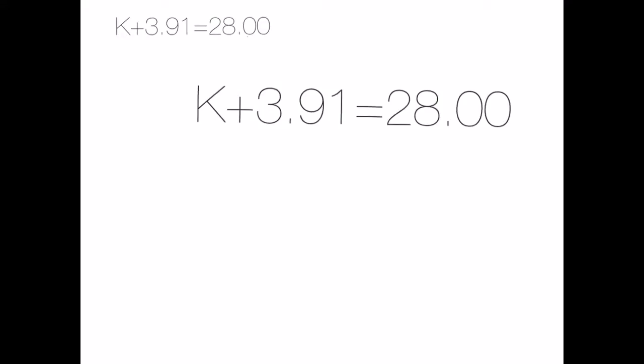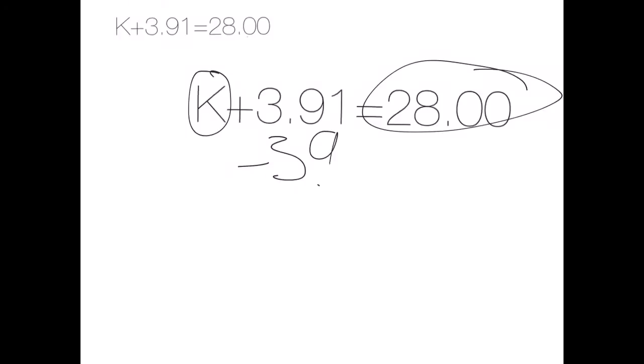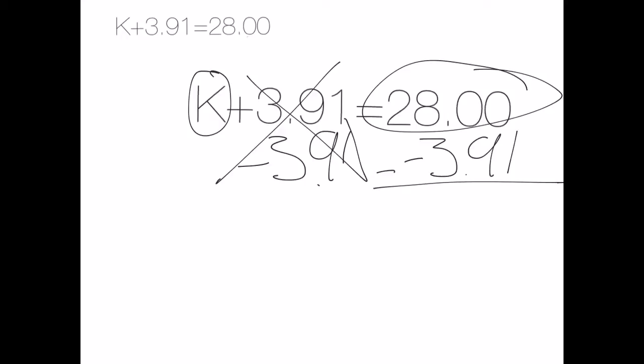In order to complete this problem, you must get your variable and this number on both sides of the equal sign, with no other numbers. So you subtract 3.91, and that cancels it out. Then you subtract 3.91 from 28.0, and then complete.